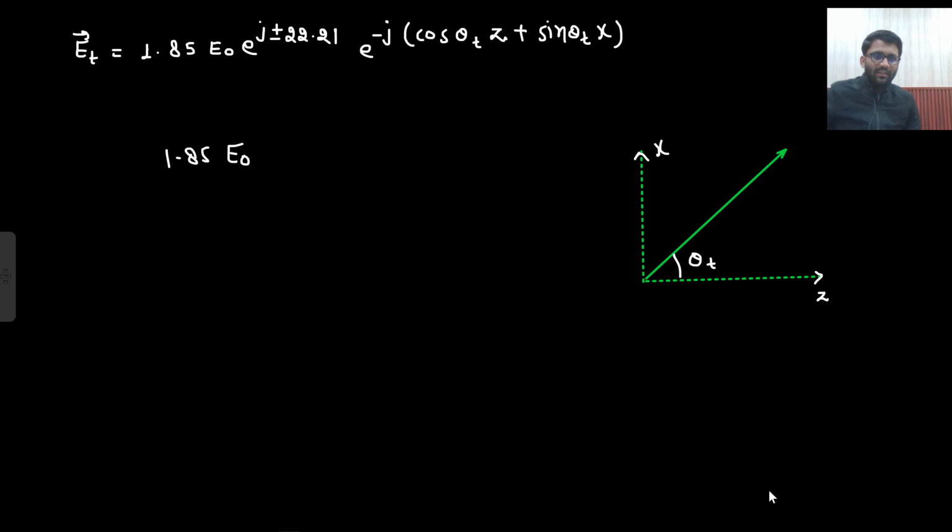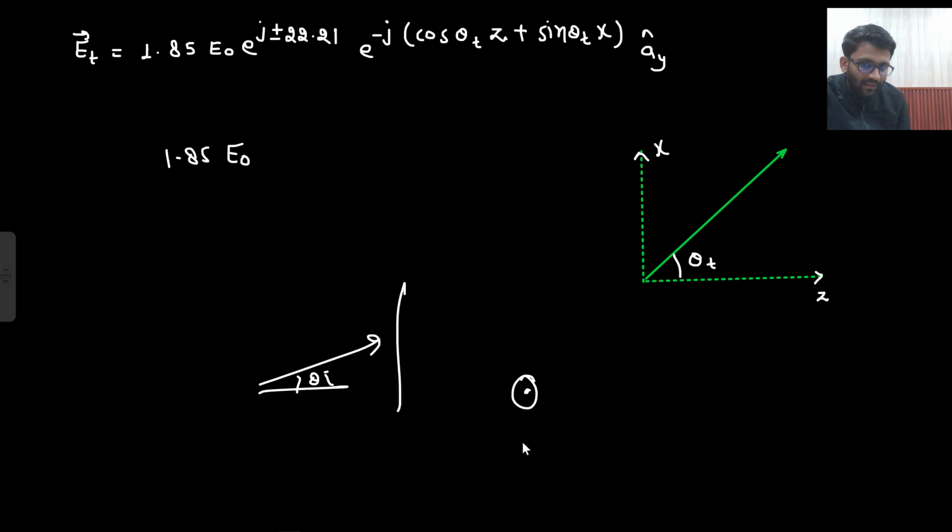Now I need to write down the direction. What will be the direction of my E field? E field will be in the y direction only. There is no doubt about that. Here also it was in the y direction, and here also it will be in the y direction only. But what about your wave? Here your wave was making an angle of theta i, but here the wave is making an angle of theta t. So this is what I have written here: cos theta t with z direction and 90 minus theta t with x direction. So e to the power minus j k transmitted dot r.